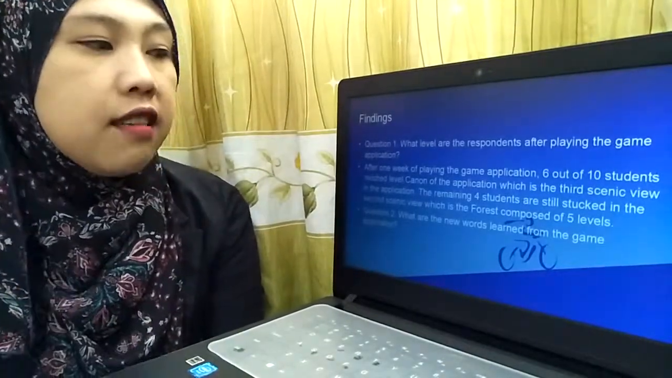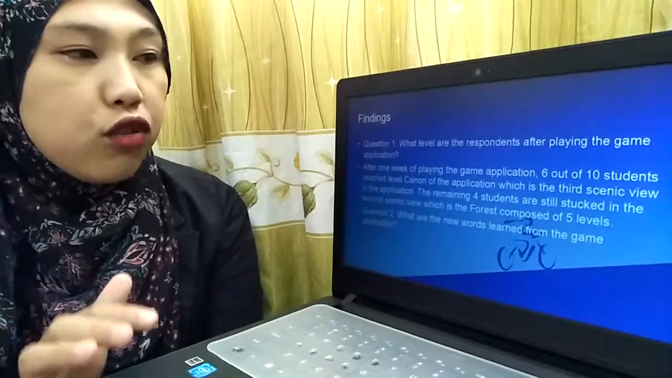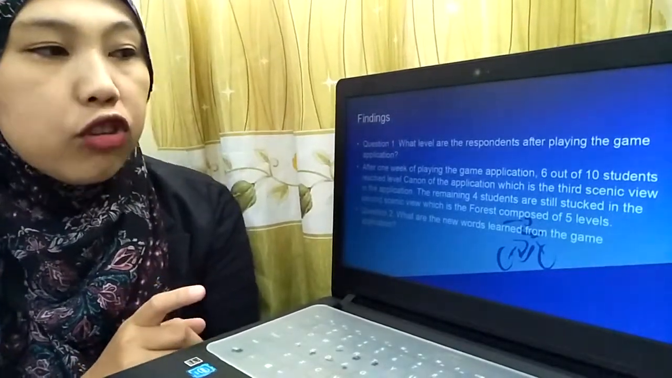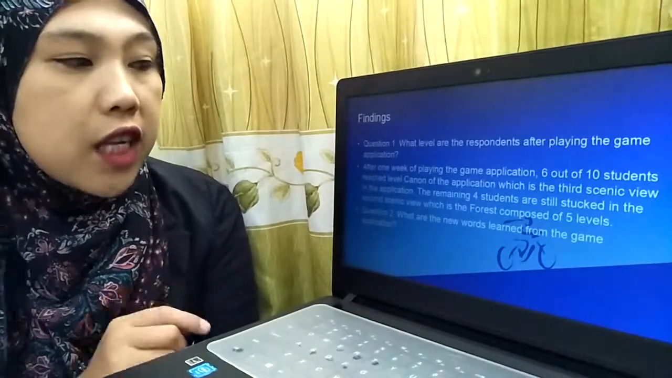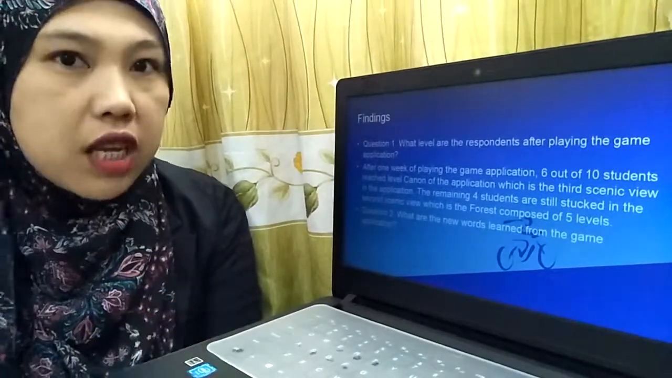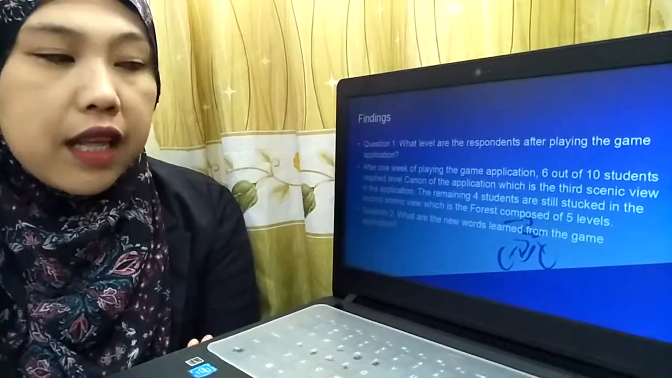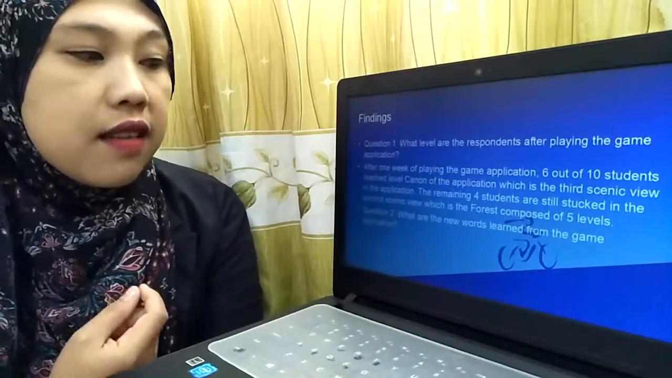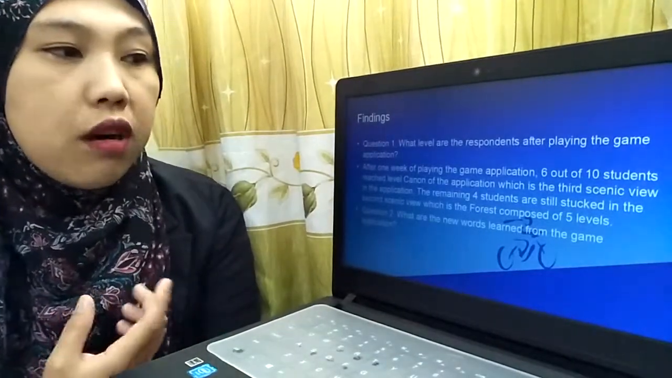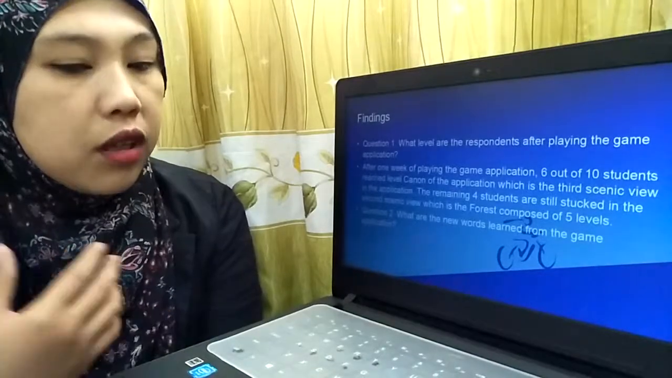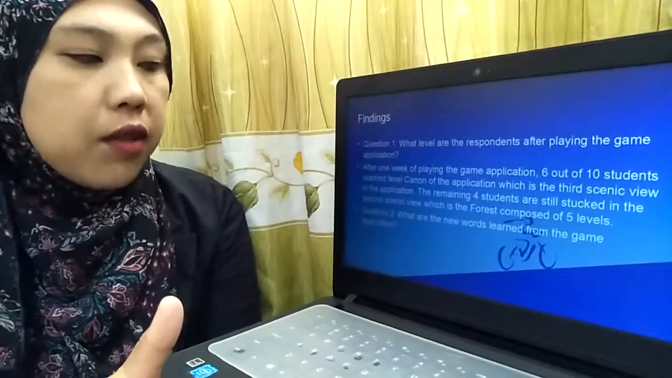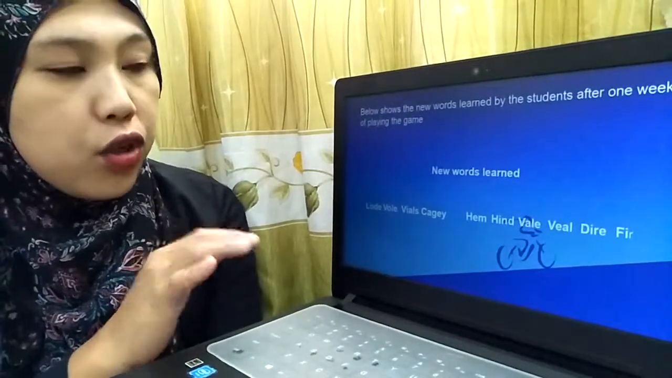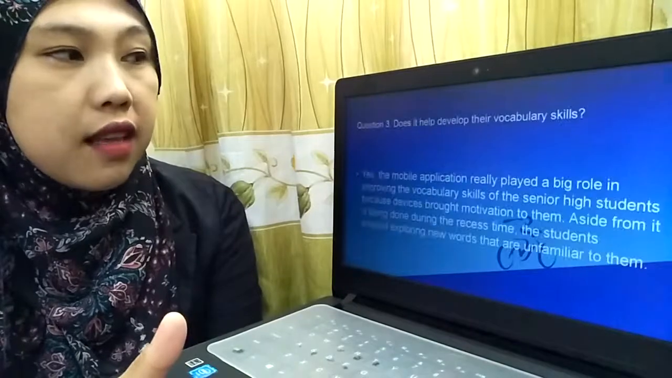For the findings, for question number 1, what level are the respondents after playing the game application? After 1 week of playing the game application, 6 out of 10 students reached level Canyon of the application, which is the third scenic view in the application. The remaining 4 students are still stuck in the second scenic view, which is the forest, composed of 5 levels. For question number 2, what are the new words learned from the game application? Below are the new words learned after playing the said game.